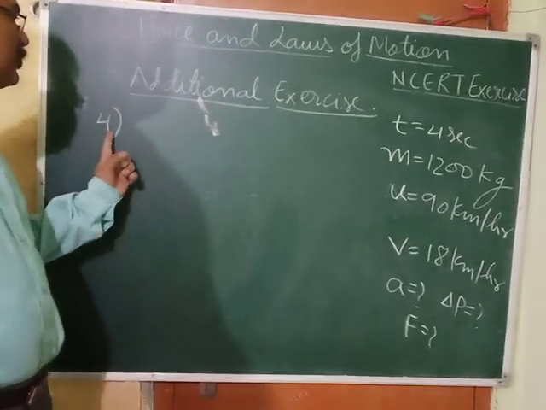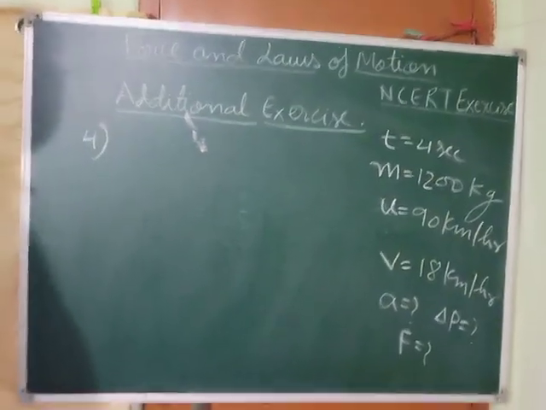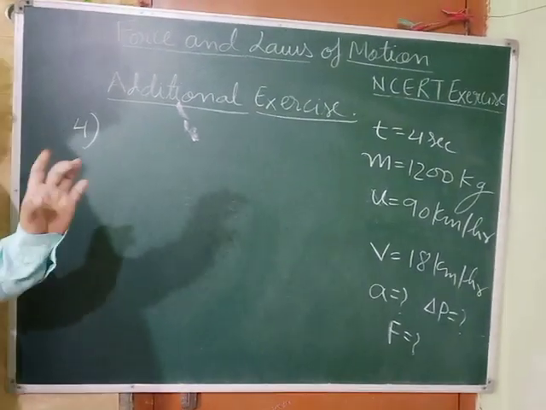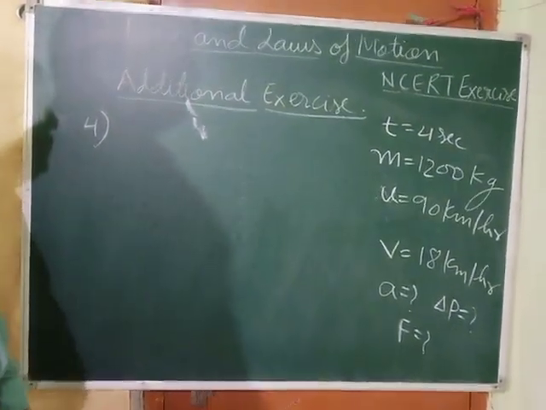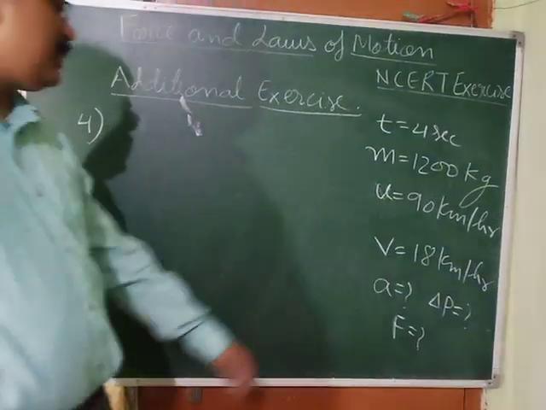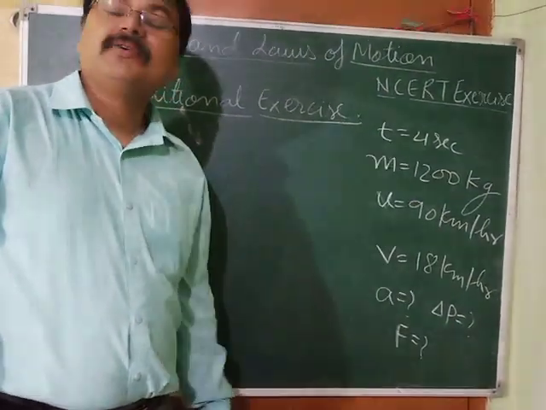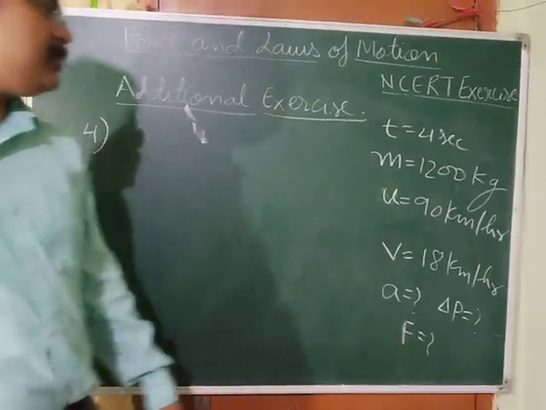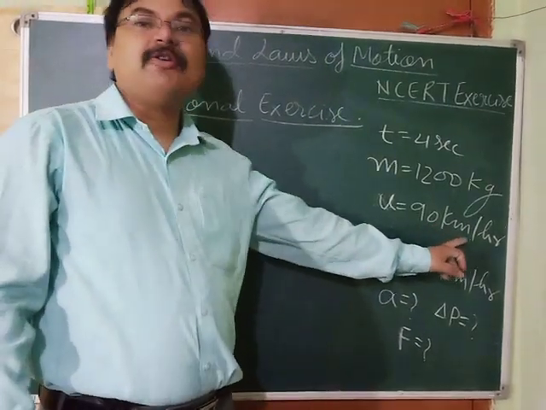See, this is the fourth question of the additional exercise, and it is the last question of this chapter. Also, see what is given. A car is given, whose mass is 1200 kg, and initially it is moving with a velocity of 90 km per hour.